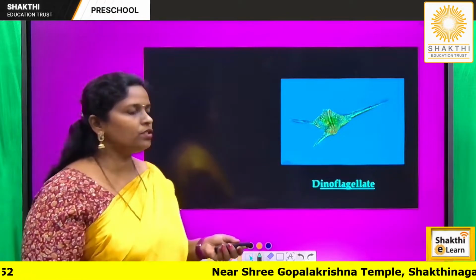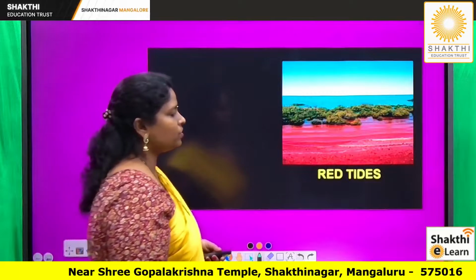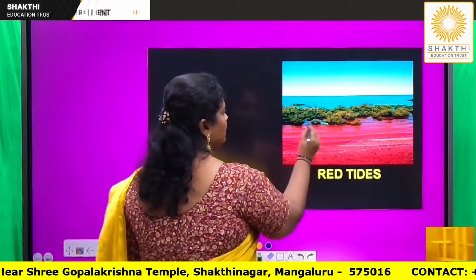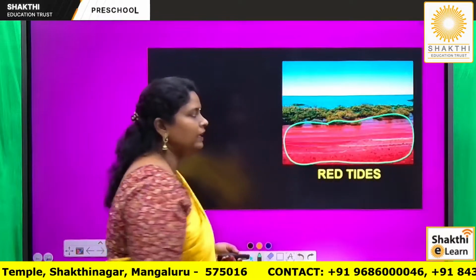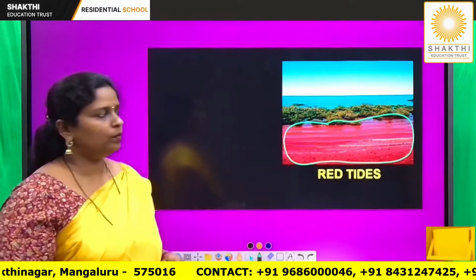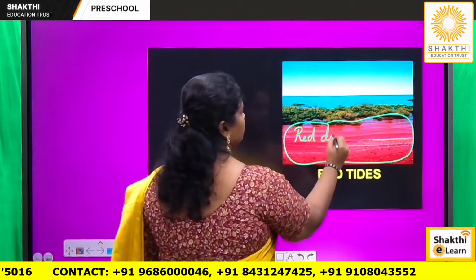So this is an image of a dinoflagellate, and this is an image showing red tides. As you can see here, an entire huge area has been completely converted to appear red because of red dinoflagellates.